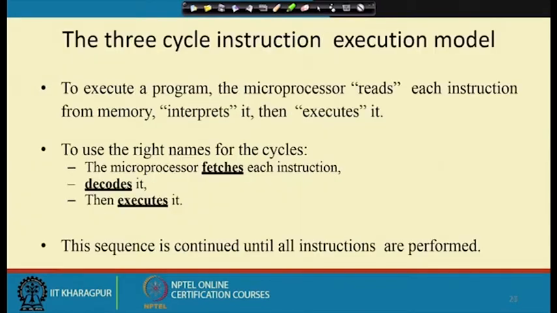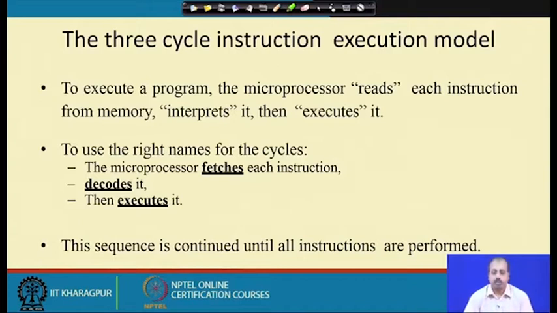Now, in this execution process, you can understand that there are 3 stages. The first part of it, when the microprocessor reads the instruction from memory, is known as the fetch operation. So, it is fetching the instruction from memory. The processor does not know whether it is an instruction or data or whether it is meaningful or not, but it will interpret that for the first access it will give it the instruction. That is called the fetch operation.